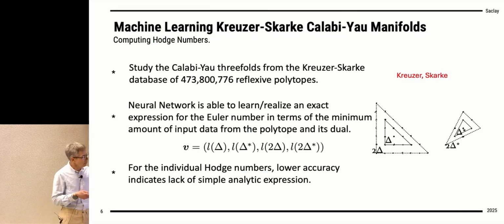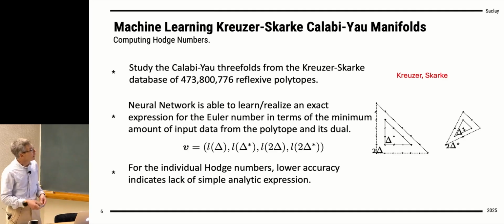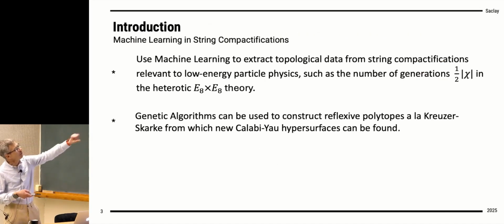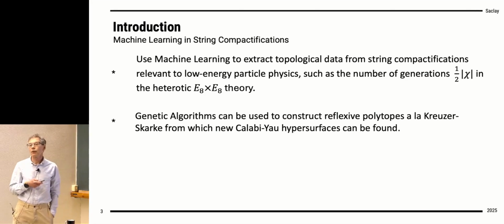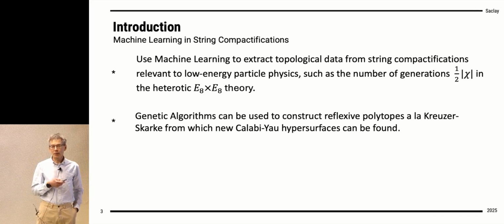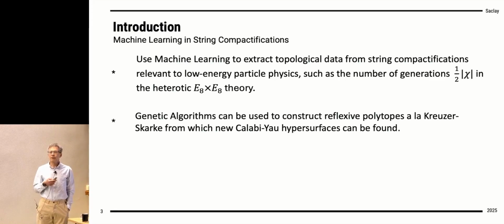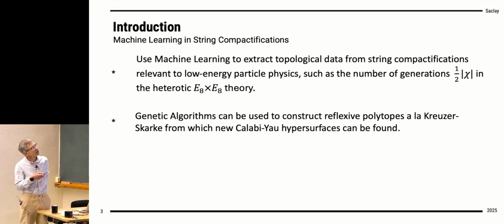Okay. So the physics problems here, if we go back to the motivation, is to take string theory, heterotic E8 cross E8 string theory, compactify it on a Calabi-Yau threefold, and then construct the 4-dimensional effective theory. And in the simplest construction, the number of generations in that 4-dimensional effective theory is related to this topological invariant, the Euler number. If we take a particular class of models, which are these hypersurfaces in the toric varieties, which are constructed from the polytopes.